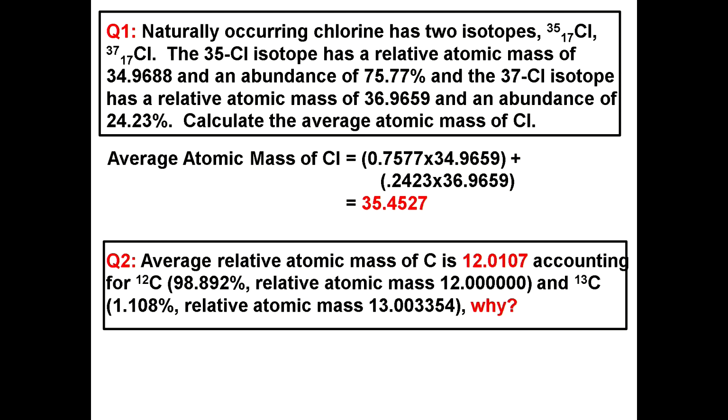Second question. The average relative atomic mass of carbon is 12.0107, accounting for carbon 12, this is the abundance, and carbon 13. So we use this number to confirm that the average relative atomic mass of carbon is this number.